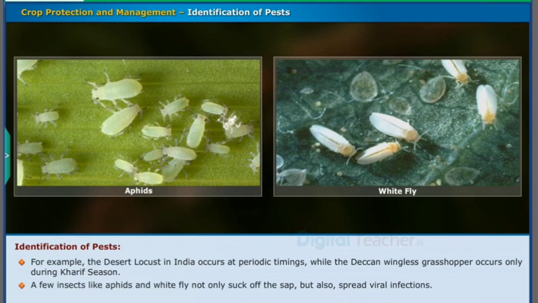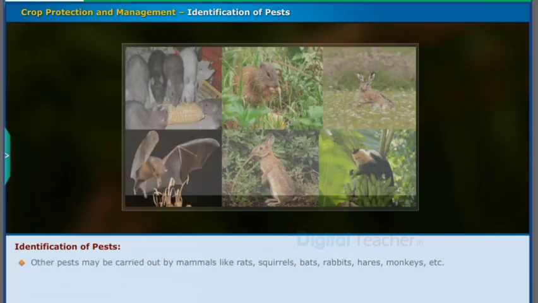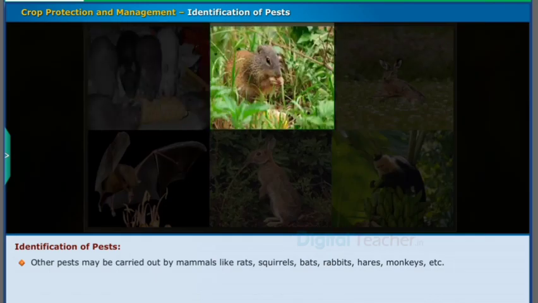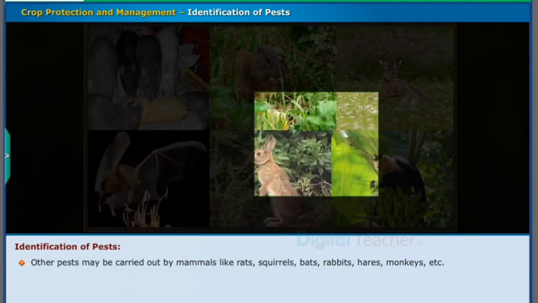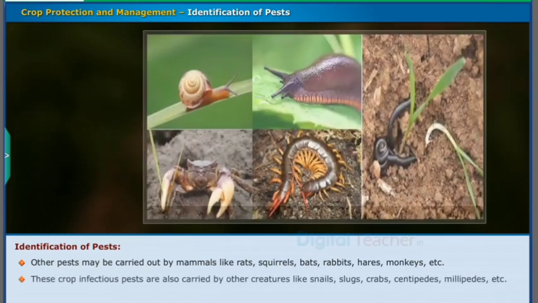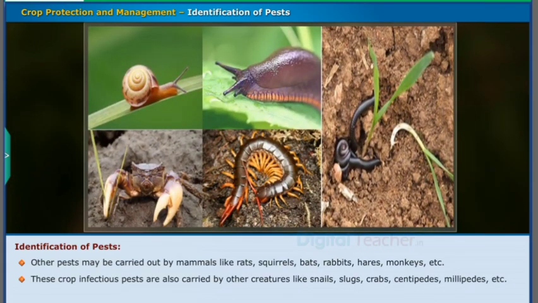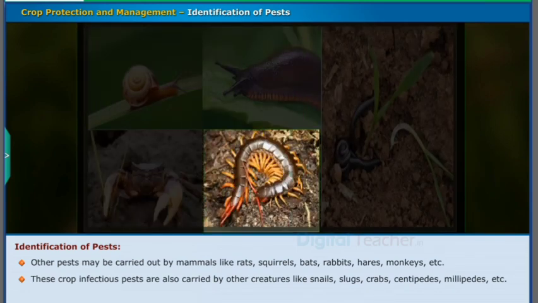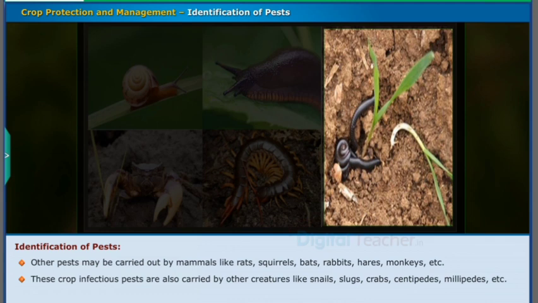A few insects like aphids and whitefly not only suck off the sap but also spread viral infections. Other pests may be carried out by mammals like rats, squirrels, bats, rabbits, hares, monkeys, etc. These crop infectious pests are also carried by other creatures like snails, slugs, crabs, centipedes, millipedes, etc.